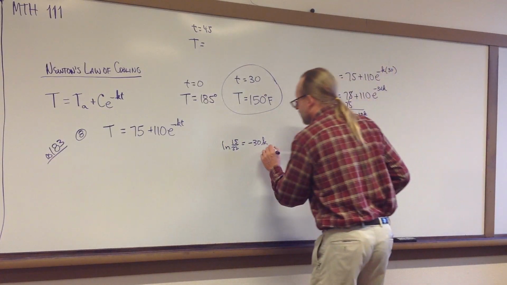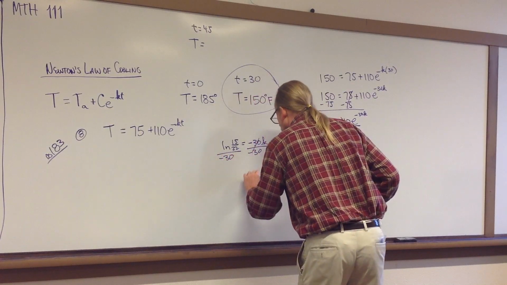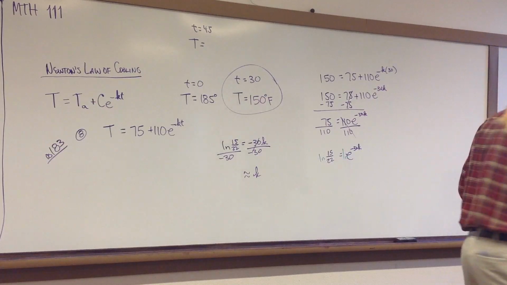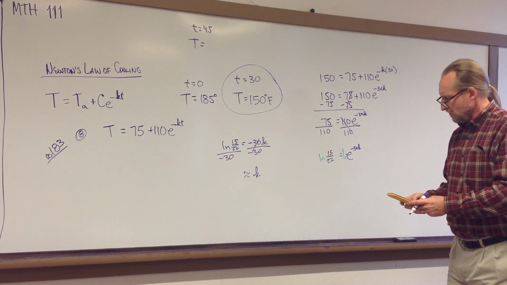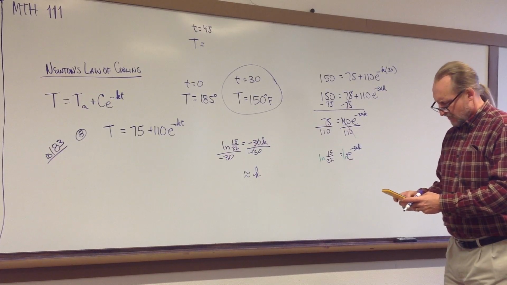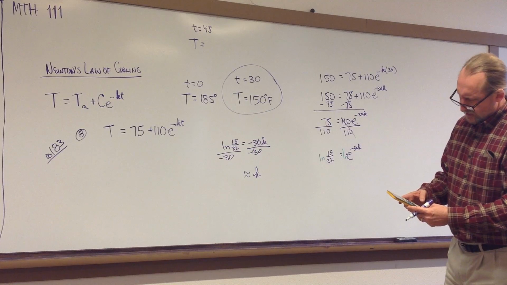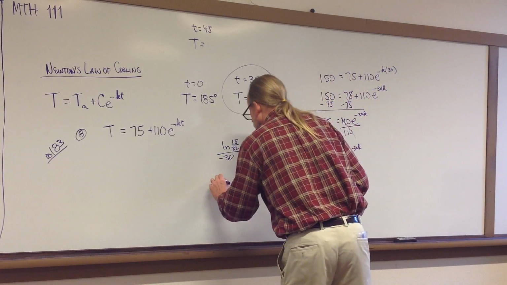And so to finish this problem off, well, at least to find the value of k, we're going to divide on both sides by negative 30. Let's get a good approximation for the value of k here. ln of 15 over 22, and then divide that by negative 30. And let's see here, 0.01277.